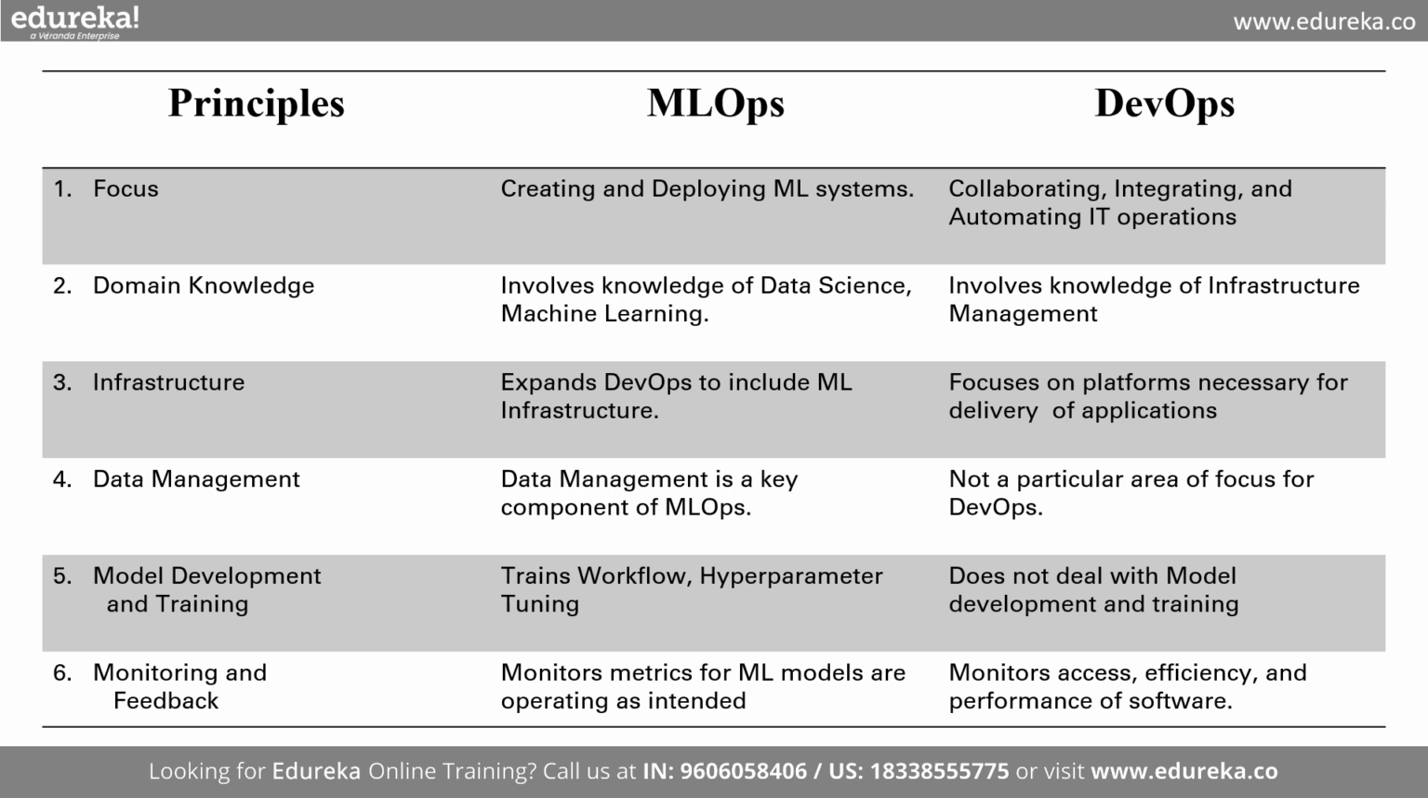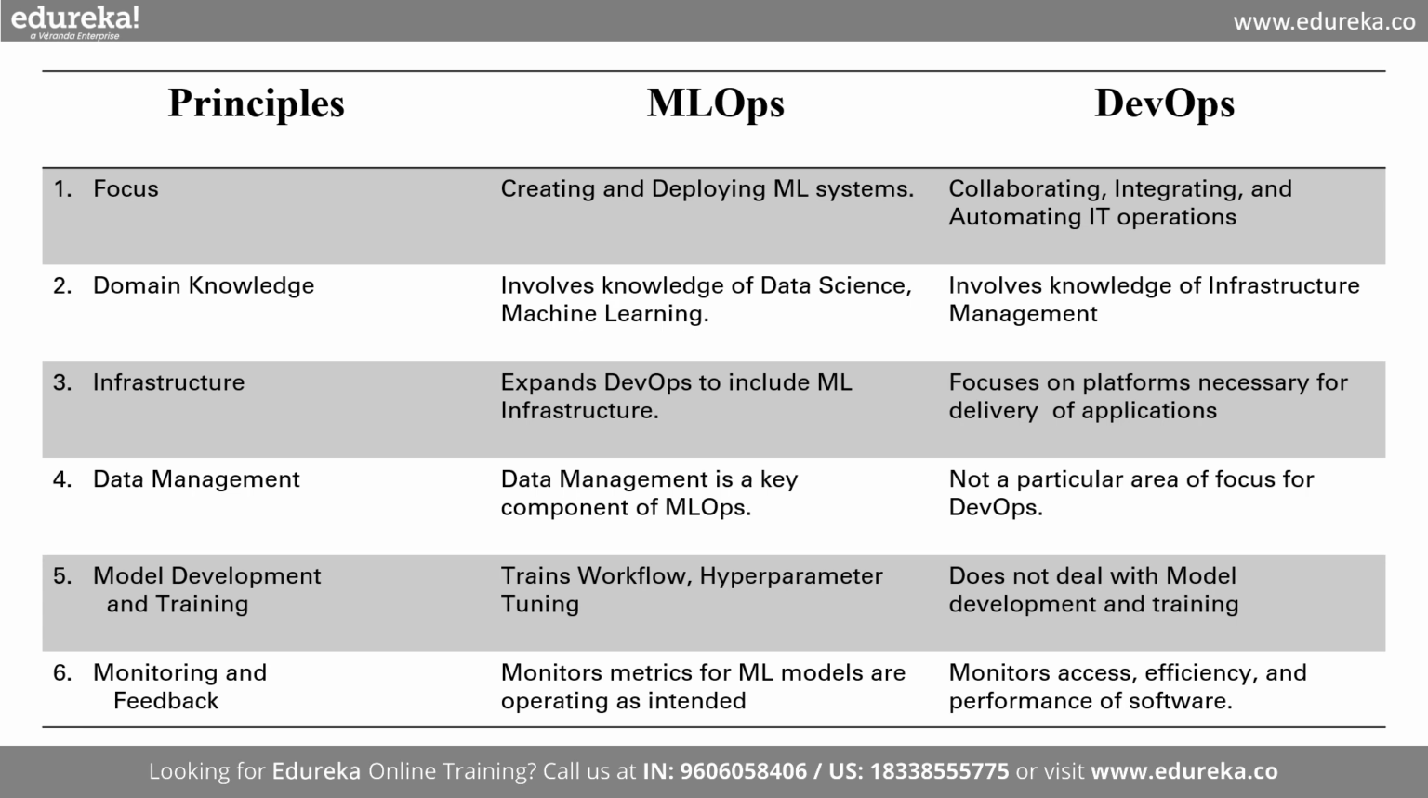So firstly, in terms of process, DevOps is a practice of collaborating, integrating, and automating your IT operations, whereas MLOps is a method for managing the lifespan of your machine learning models. It includes procedures and techniques like creating, deploying, and maintaining your models.